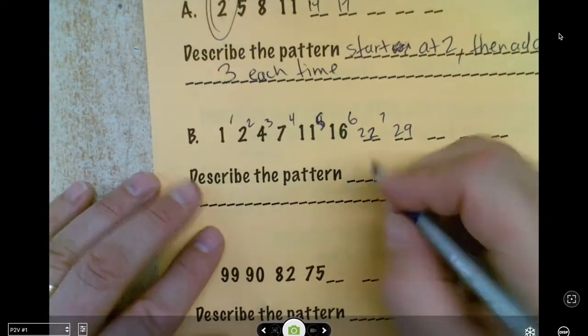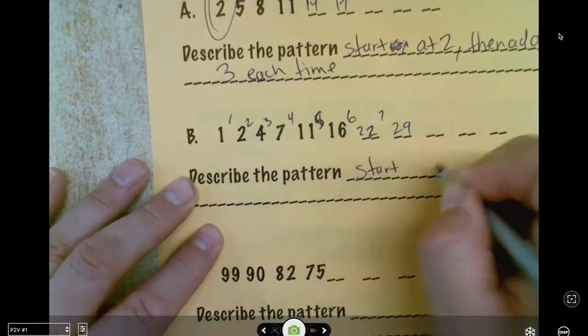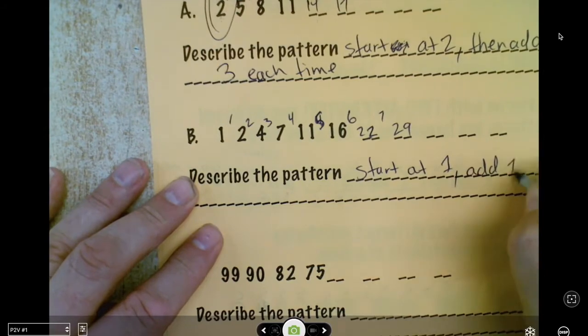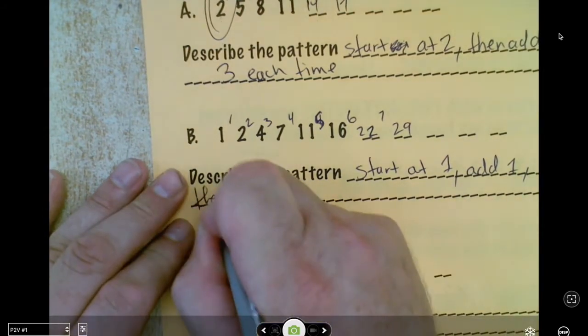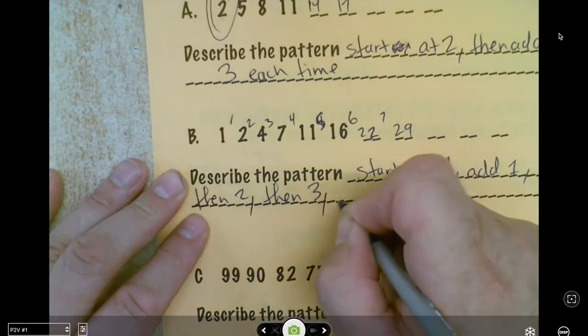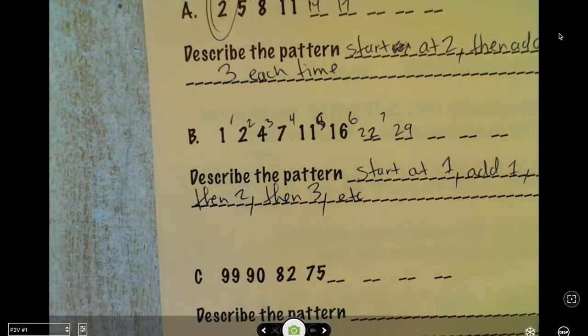So this pattern, again, start at 1, add 1, then 2, then 3, and then etc. Keep going. Start at 1, add 1, then 2, then 3, so on and so on.